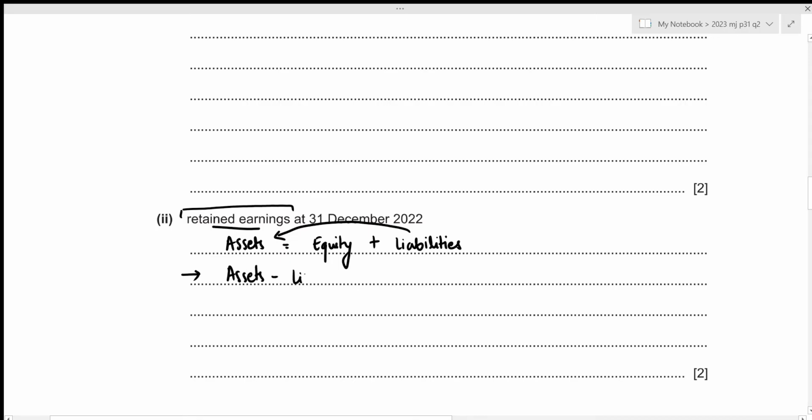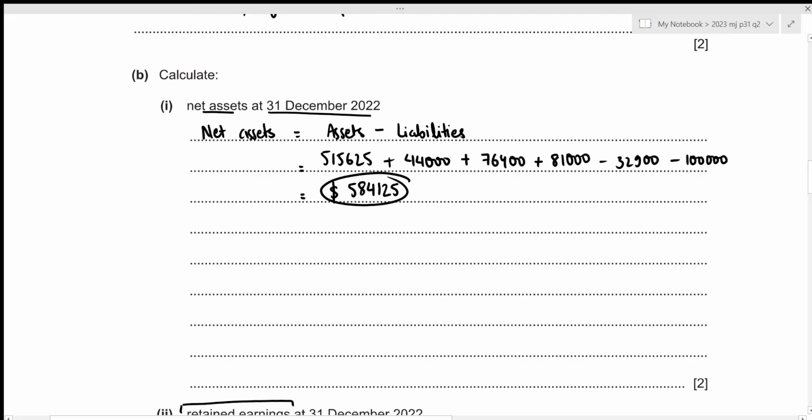We need to calculate retained earnings at 31st December 2022. So remember that retained earnings is a part of our equity, right? And we also know the formula that assets will be equal to our equity or capital plus our liabilities. All right, we can just bring the liability to this side. So that will get us assets minus liabilities will be equal to equity. Now remember that assets minus liability is just the value for our net assets, which we have already calculated in the first part. So we can just substitute it with the value of 584,125.